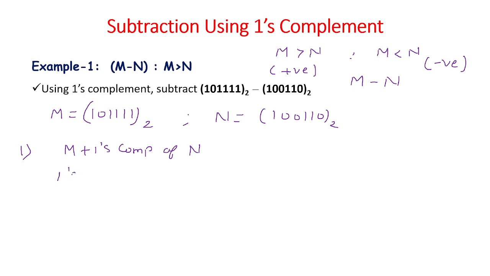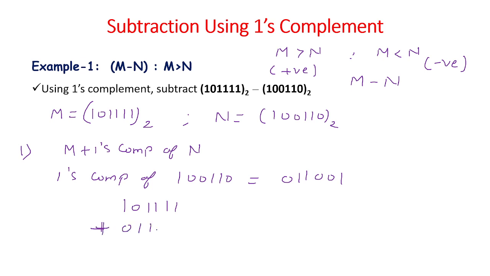So 1's complement of the given number 100110 is 011001. So now we perform the addition of m with n. So m is 101111 plus 011001. Now we'll add: 1 plus 1 is 0, sum is 0, carry is 1.